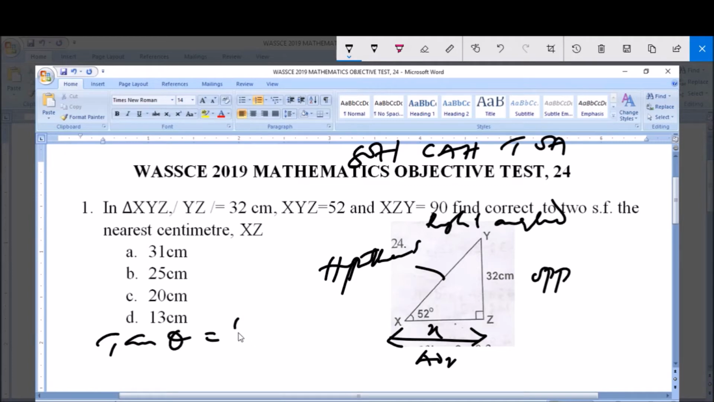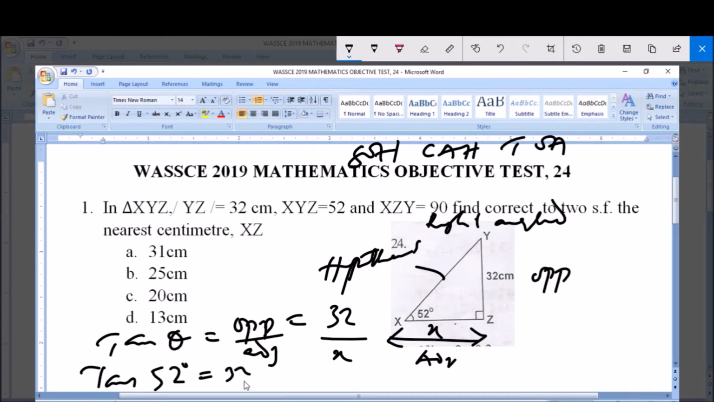Opposite over adjacent. And our opposite is 32 divided by our adjacent, which is X. So we have that tan theta. What is our theta? Theta is the angle. Tan 52 degrees is equal to 32 over X. And once you cross multiply, you have that X tan 52 degrees is equal to 32, and we are asked to approximate to the nearest centimeter.